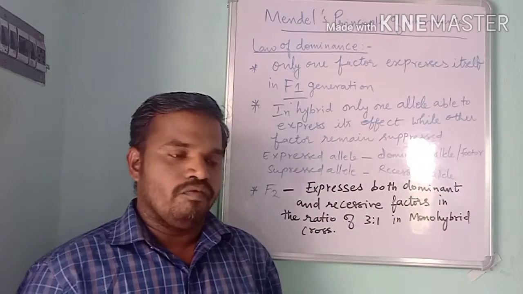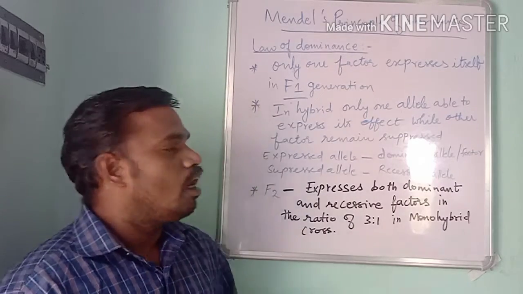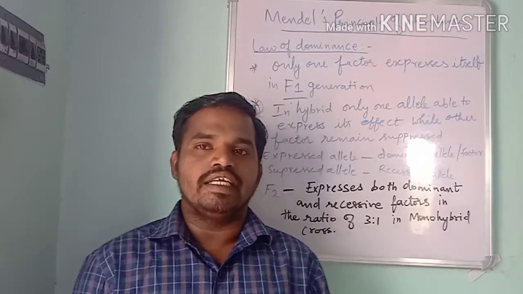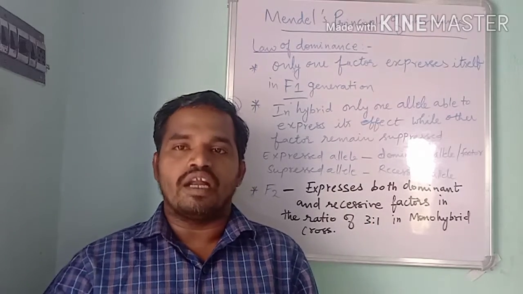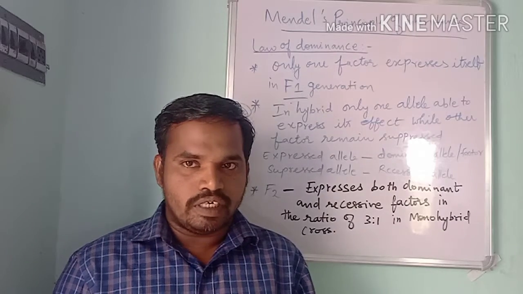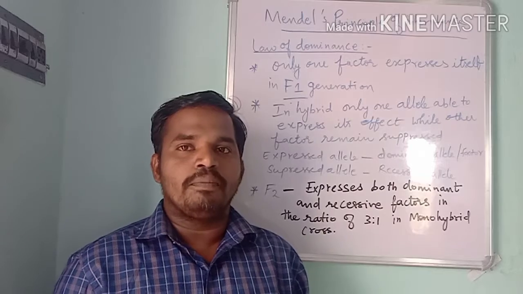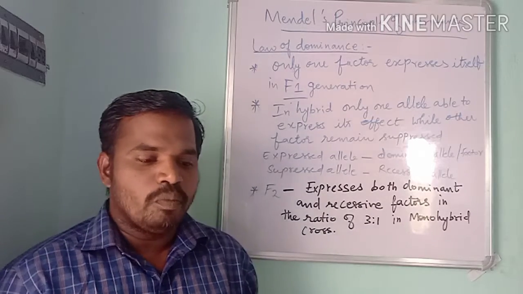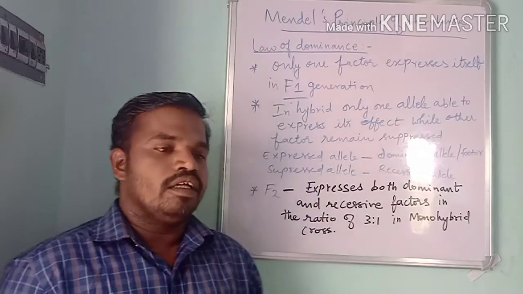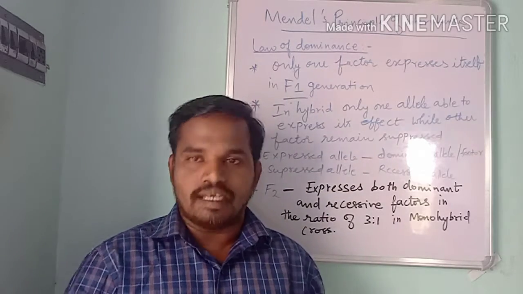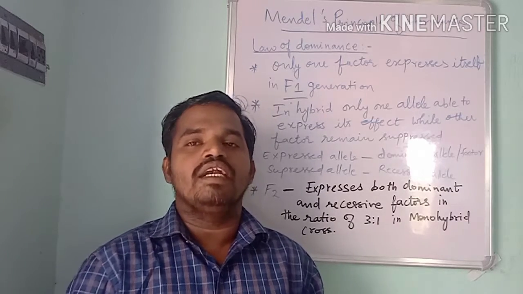Okay, so when that F1 hybrid is allowed to self-pollinate, automatically in the F2 generation the dominant trait as well as the recessive trait both appear. Though this recessive trait is not able to appear in the F1 generation, it is able to appear in F2 generations. So based on this observation, he came to the conclusion that the traits do not mix up, the characters do not blend with each other.